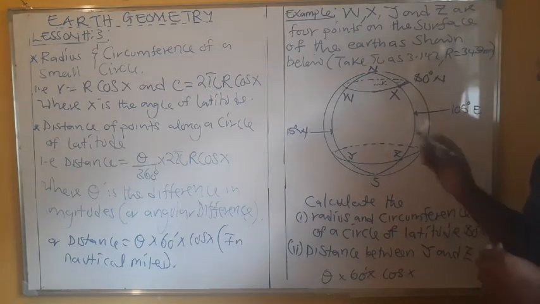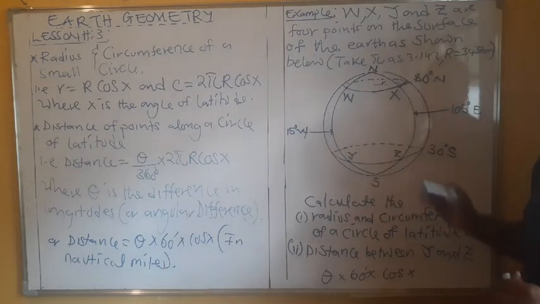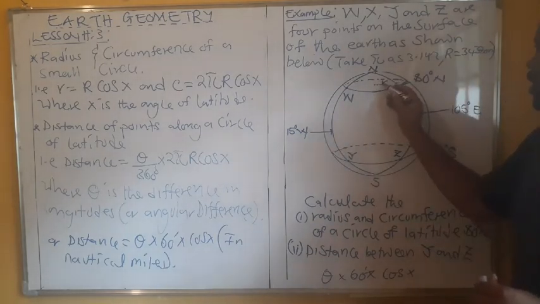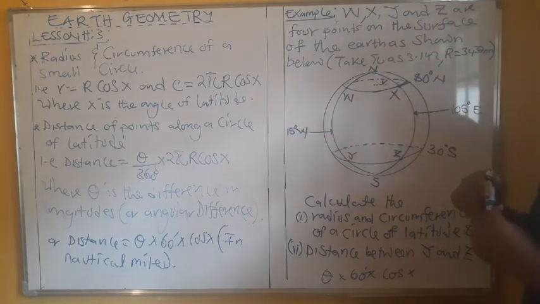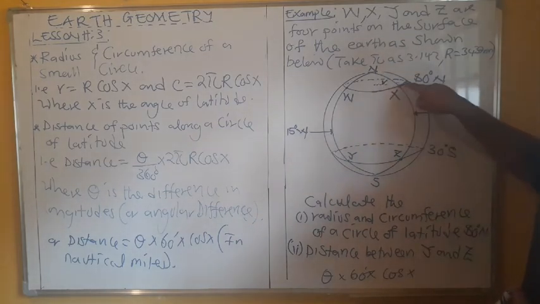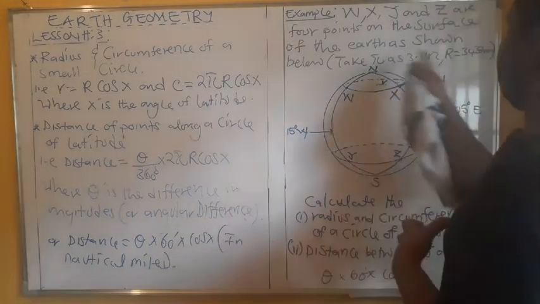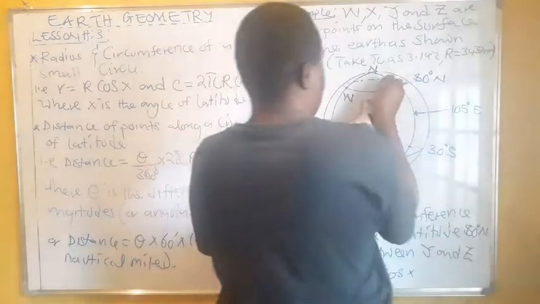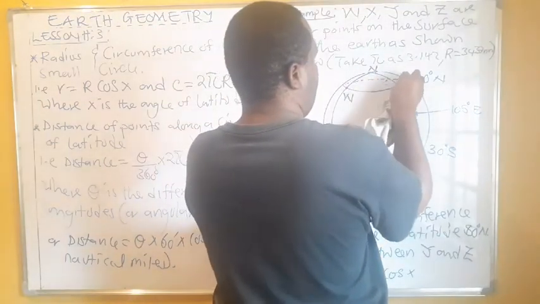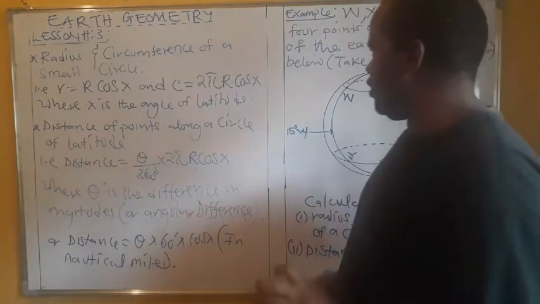Thereafter we'll ask you to find the circumference of the circle here. The radius is denoted by small letter r, because capital letter R is for the radius of the earth or the equator. So our interest is to find the radius of a small circle from this point up to that point, for example. Thereafter you look at the distance of that circle.